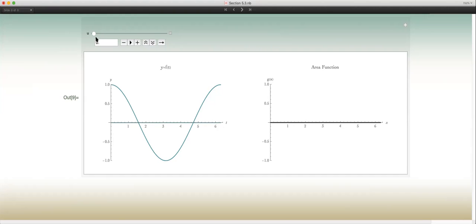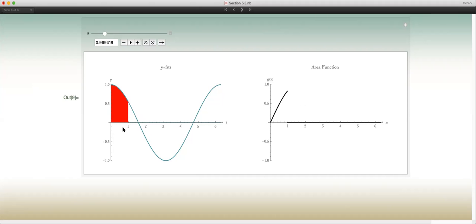And what I can do as I move this slider, or I'm just going to start this little movie, and I'll stop it for a second. But what you're going to see is the shaded area is going to grow under the graph of f. And as it does, there's the graph of g growing on the other side. So let me stop it for a second. Ignore that vertical line. That's just because I have a slow computer drawing this picture. But when I stop it, this is accurate.